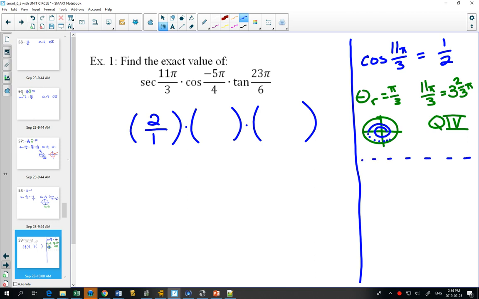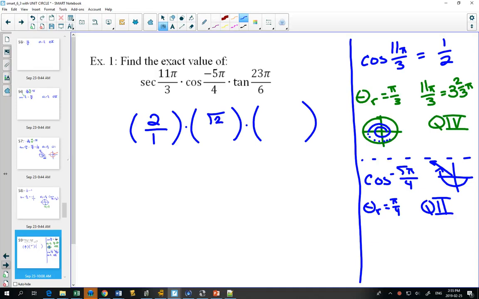Cos of negative 5 pi over 4. Okay, I know that my family is the pi over 4 family. Negative 5 pi over 4. Well, 5 pi over 4 is in quadrant 3 in the positive direction. So if I went 3 quadrants in the negative direction, it's going to be in quadrant 2. With that information from my unit circle, I know that pi over 4 for cos is root 2 over 2. And since it's in quadrant 2, cos is negative.